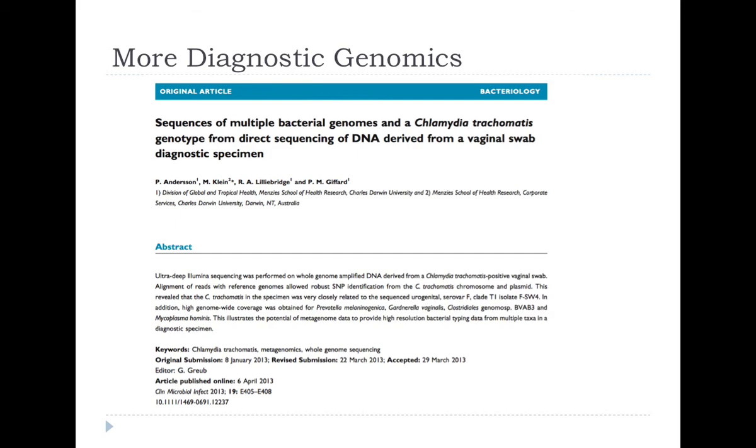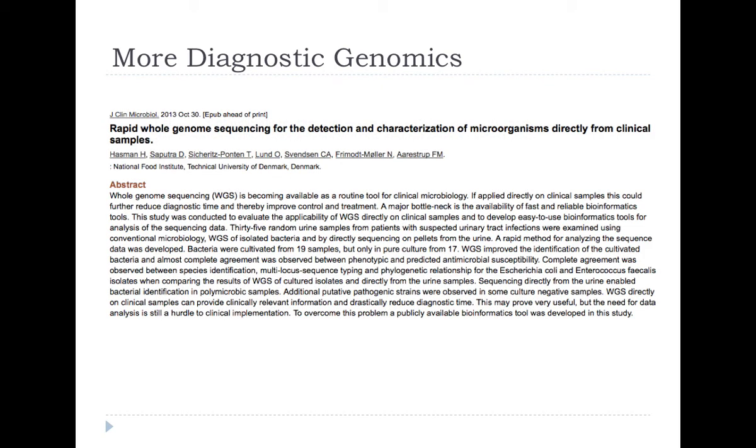In terms of diagnostic genomics, we've kind of gone off. It's interesting that looking at these ancient samples is actually pushing our techniques to the limit. What if we bring those techniques back and apply them to contemporary samples? Well, a few people have been doing that. Here's a paper where they actually managed to get multiple genomes, and a Chlamydia trachomatis genome and genotype, directly sequencing material from a vaginal swab. Again, diagnostic metagenomics. And just in the last few weeks, there's been this paper come out.